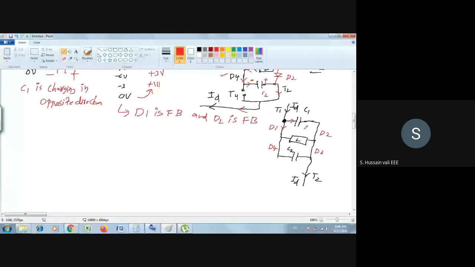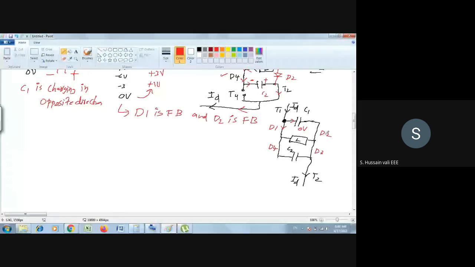So see, I have drawn the circuit at the instant when this has just become 0 volts. I'm just explaining, you understand now? Whatever you said is correct, I agree with that. But after 0 volts, what does it become? It becomes positive, meaning the left side becomes plus, the right side becomes minus. So when the left side becomes plus and the right side becomes minus, immediately D2 should be turned on. That's correct.